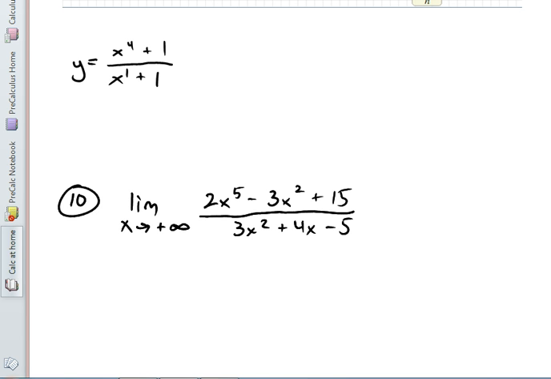I just look at the largest numerator on top, which is 5. I look at the largest numerator on the bottom, which is 2. The rest I can ignore completely. I know that the numerator will win out in the end, and we will have no horizontal asymptote. This limit does not exist.